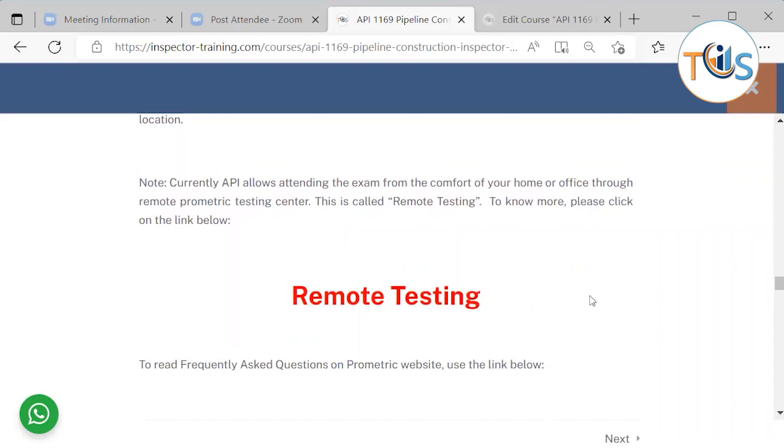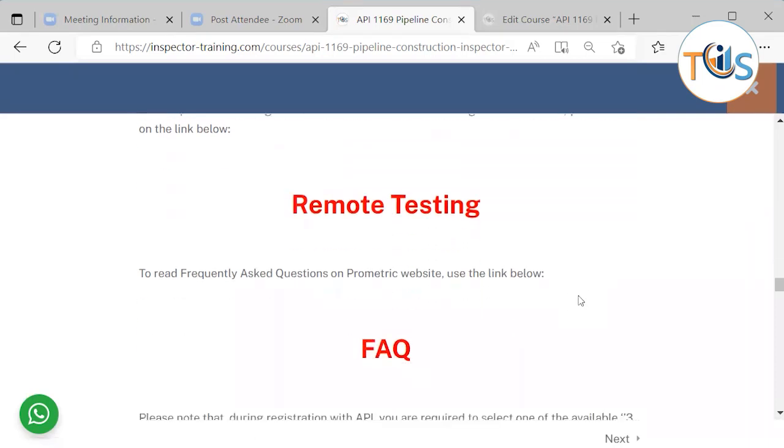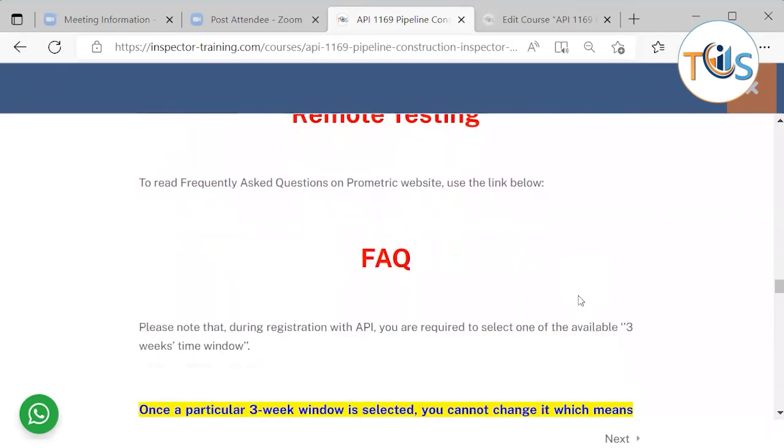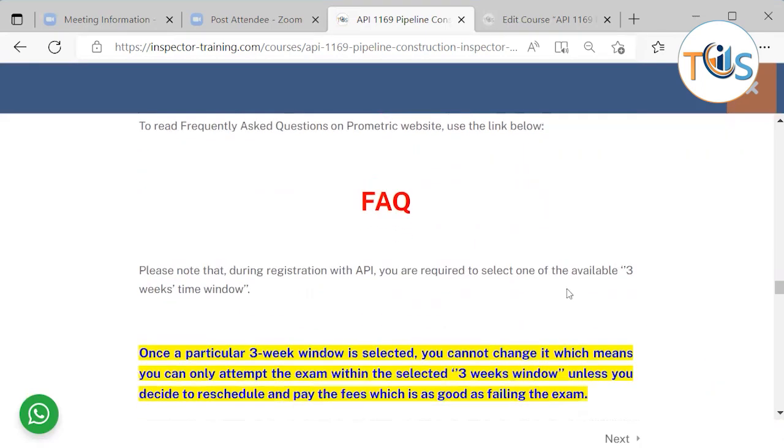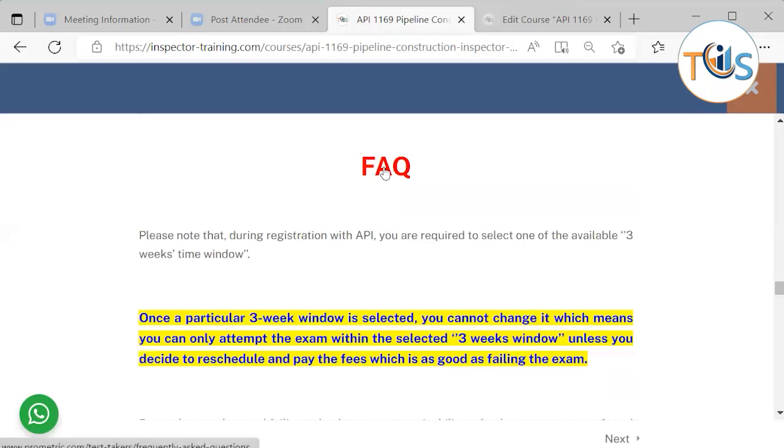Currently, API allows attending the exam from the comfort of your home or office through remote proctoring by a Prometric test center. This is called remote testing. To know more, you can click on this remote testing, and at the time of application you should choose remote testing if you wish to do so. To read frequently asked questions on the Prometric website, use the link below, FAQ.